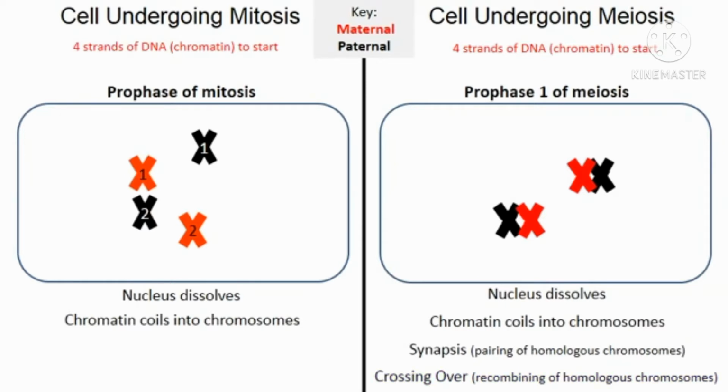Now, does something happen in the other tetrad? A portion of chromosome number 1 will break off and reattach with a portion of the other chromosome number 1. So the tetrads experience crossing over. Synapsis and crossing over only happen in prophase 1 of meiosis. This does not occur in mitosis.